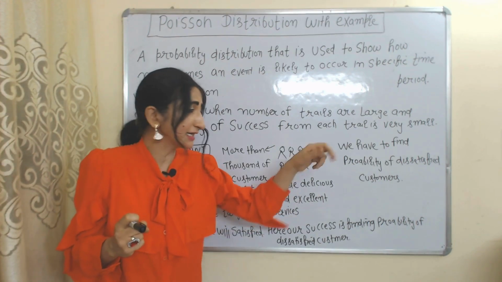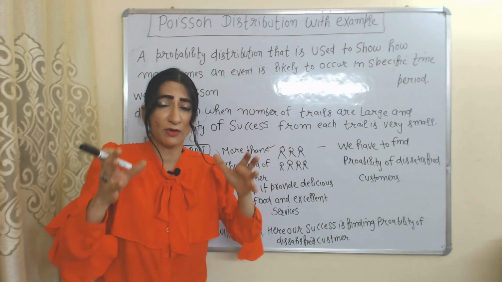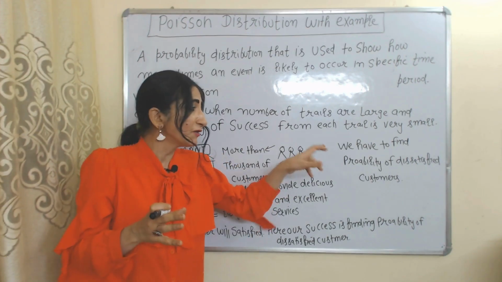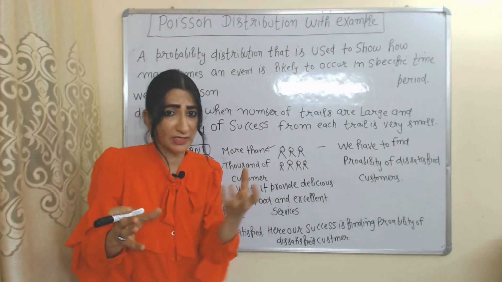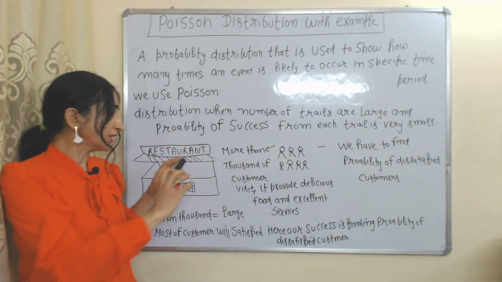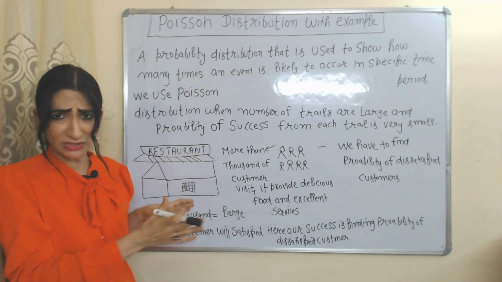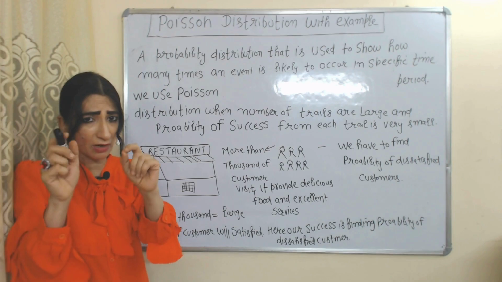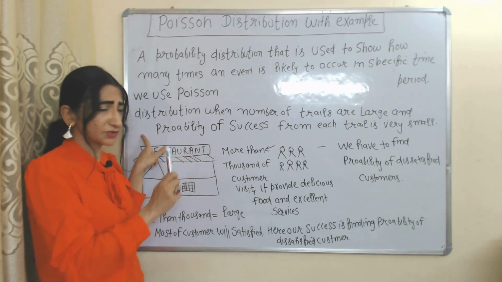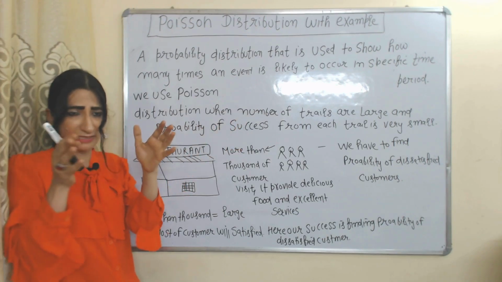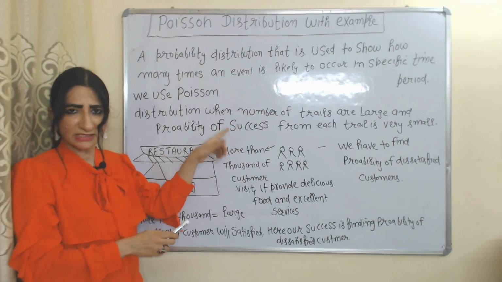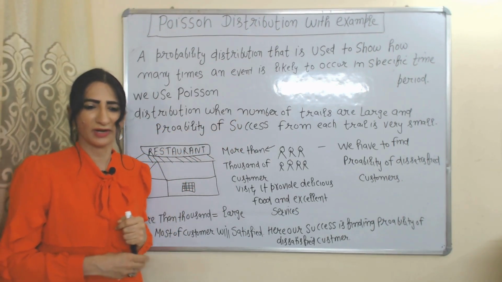So we can say that in this case, the probability of success, or we can say the probability of a dissatisfied customer, is very small. So in this case, without any hesitation, we can use Poisson distribution, because we mainly use Poisson distribution when the number of trials is very large and the probability of success from each trial is very small.